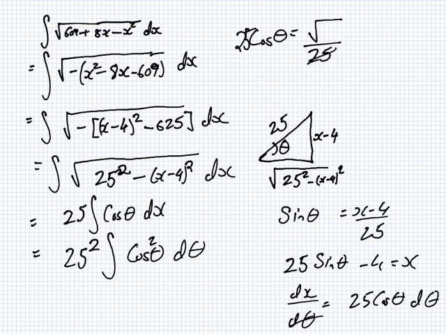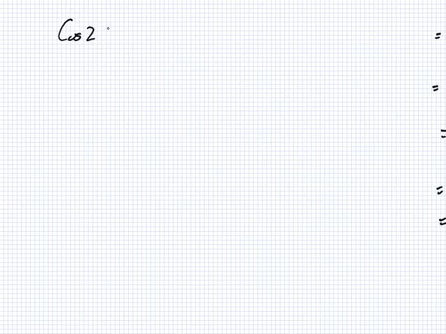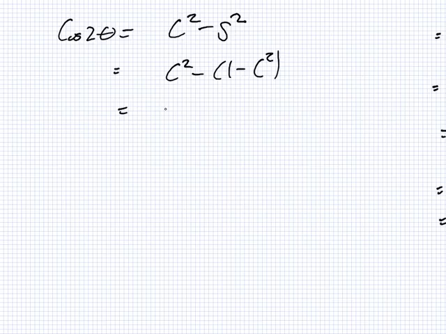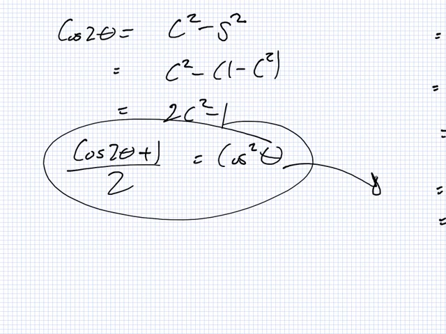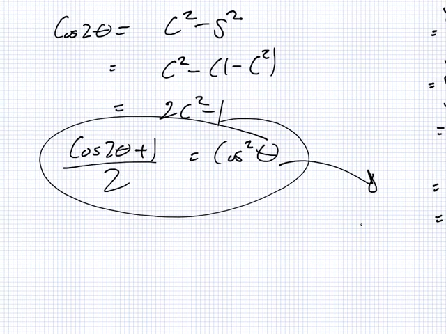Now, if we go just for a moment to the side here, do you remember we have cos 2 theta equals cos squared minus sine squared? Do you remember that? And what does sine squared equal? 1 minus cos squared. So this will be 2 cos squared minus 1. So that means cos 2 theta plus 1 over 2 is cos squared theta. This comes from the trigonometry. So if I put that in there, I get cos 2 theta plus 1 over 2.